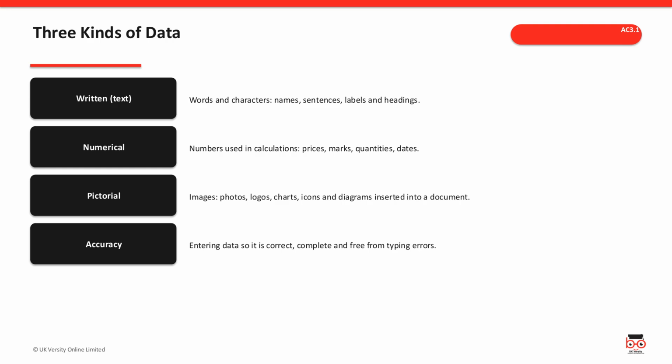Let's name the three kinds of data we'll be handling. Written data is words and characters, names, sentences, labels, and headings. Numerical data is numbers used in calculations, prices, marks, quantities, dates, and pictorial data is images, photos, logos, charts, and diagrams dropped into a document. Underpinning all three is accuracy, getting the data in correctly, completely, and free of typing slips.